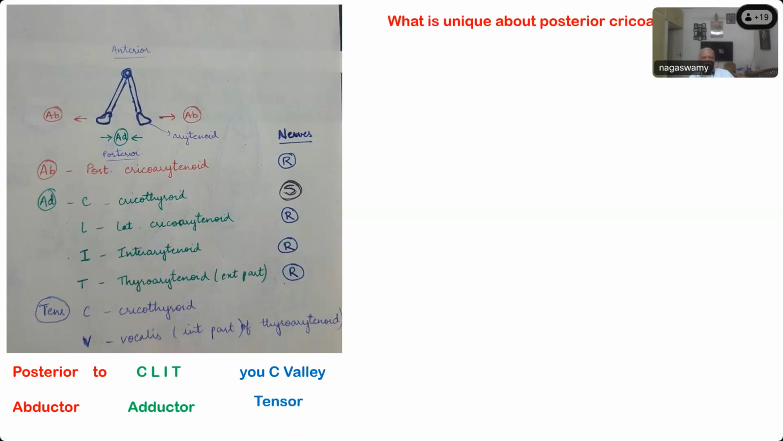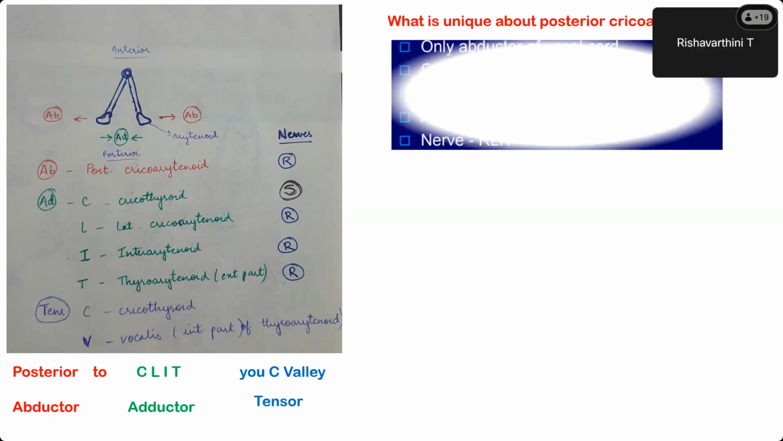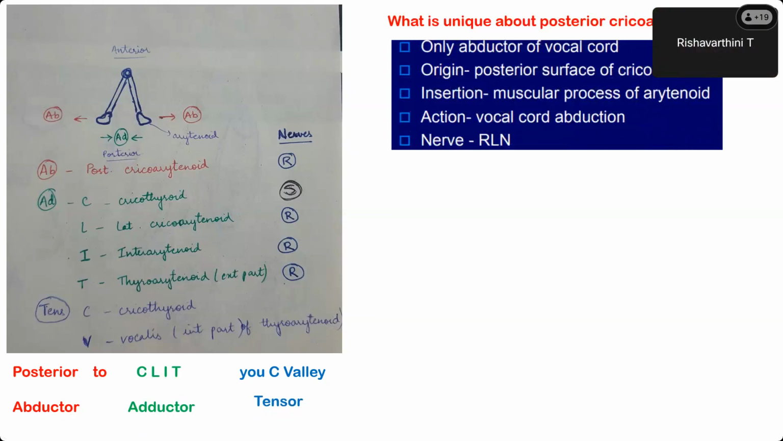So what is unique about the posterior cricoarytenoid muscle? It is the only muscle available for abduction. It is the only abductor of the vocal cord, with origin from the posterior surface of the cricoid lamina and insertion to the muscular process of the arytenoid. Its action is vocal cord abduction, and the nerve supply is from the recurrent laryngeal nerve.